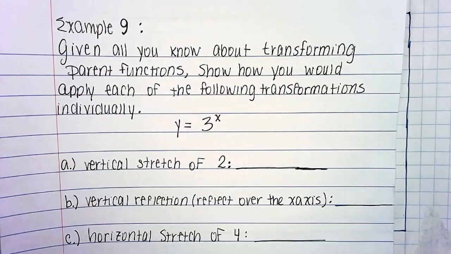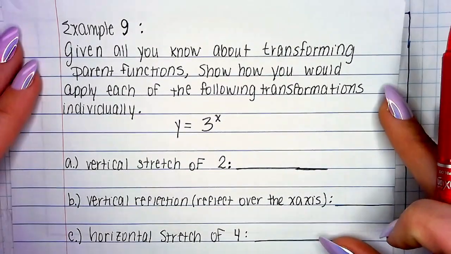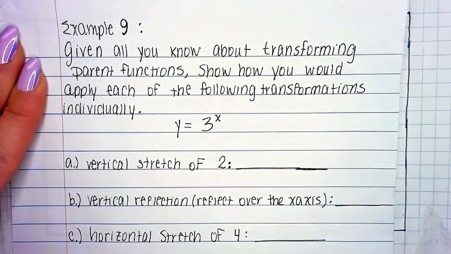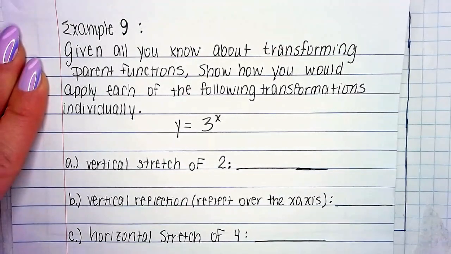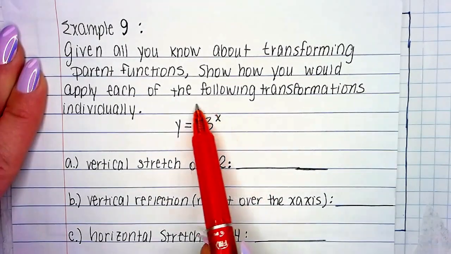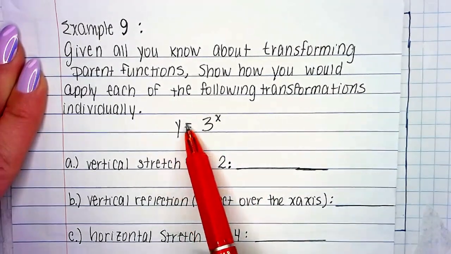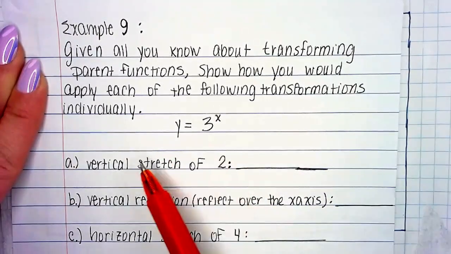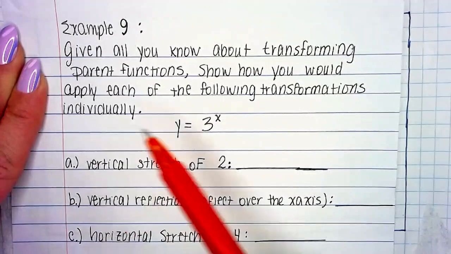Next, given all you know about transforming parent functions, show how you would apply each of the following transformations individually. So in the last lesson today and the lesson we previously did, we've been referencing all of these transformations that we learned. This right here will be our parent function, y equals base 3 to the x, an exponential function. We're going to do each of these individually.